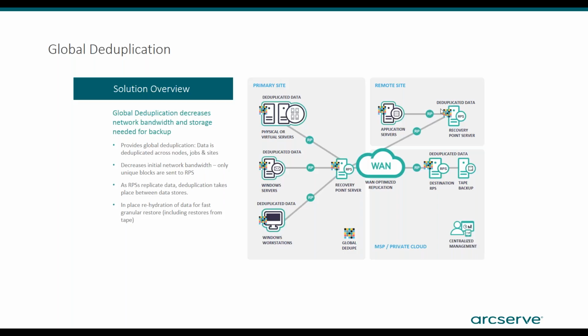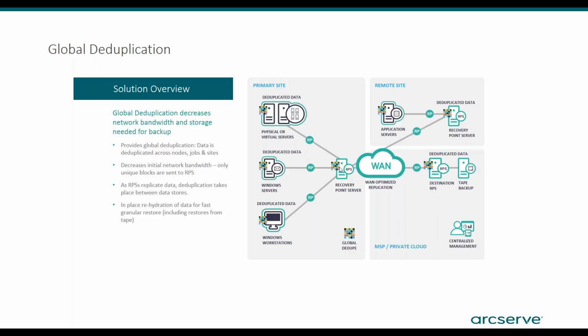Only send that data to the recovery point server. Now, when we look at this remote site, we have application servers here. They're backing up to their own recovery point server. The recovery point server replicates over to the primary site, and it does that same process. So instead of sending the data across the wire, it's going to send what it thinks is unique. There's going to be a global deduplication process that occurs at the primary site on that recovery point server, and it's going to respond back, hey, here's only the true unique data I want.